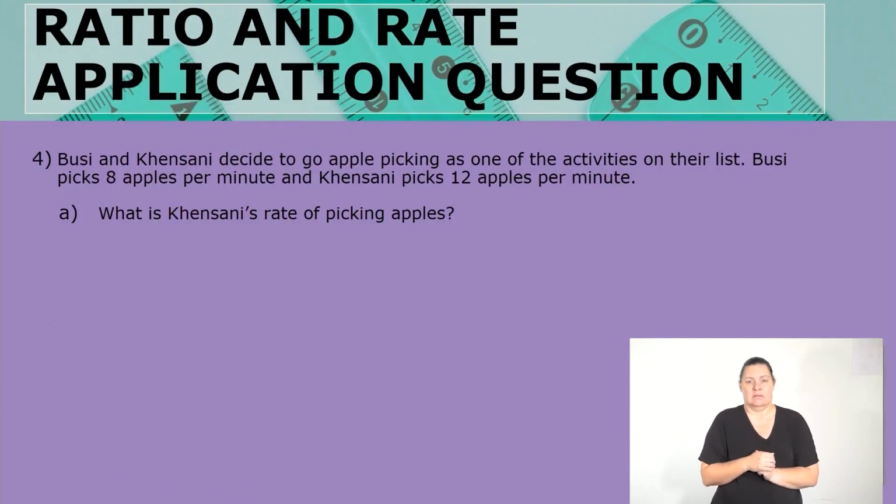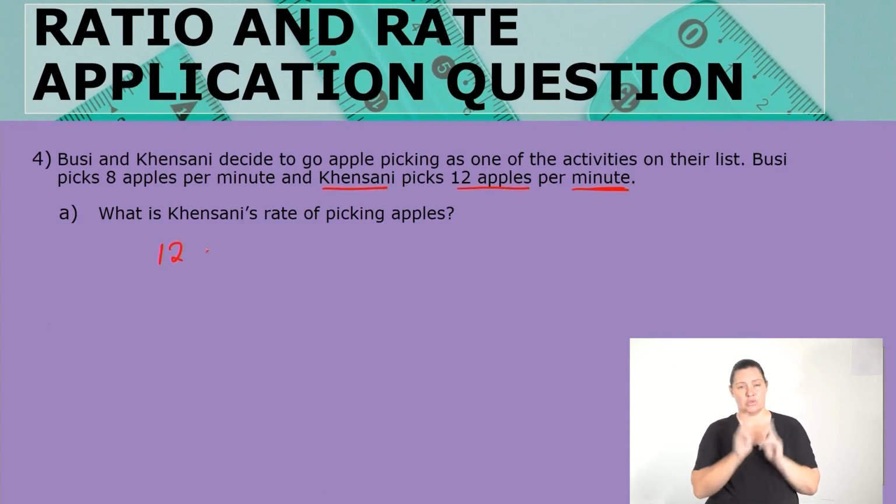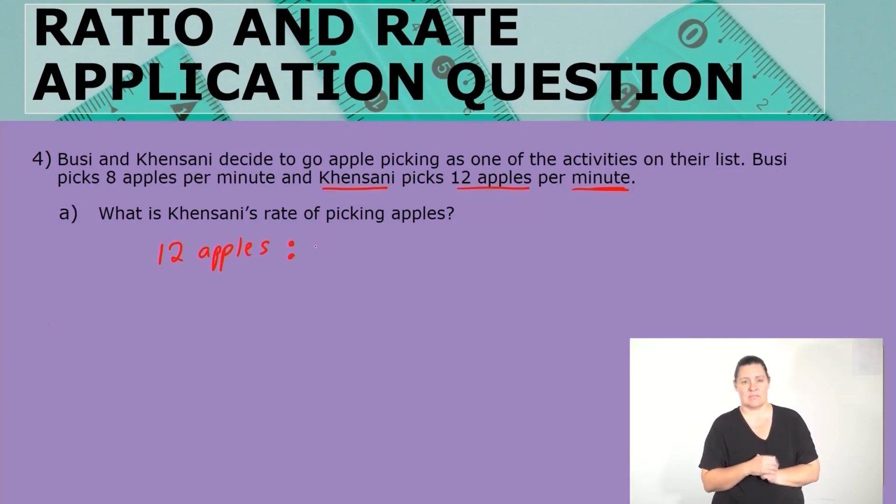Okay, let us first write down Kensani's rate of picking apples. Let's start with the rate. We are told here that Kensani picks 12 apples per minute. We are going to compare apples with time. What is Kensani's rate? Kensani's rate is 12 apples per minute. So this is 1 minute, and her rate is 12 apples in 1 minute. Rate, because we are comparing different quantities.